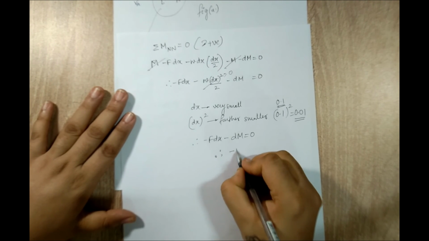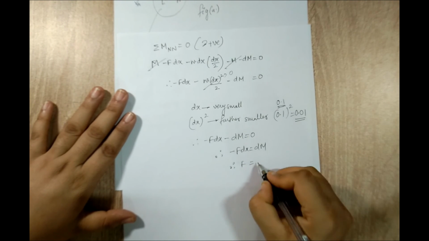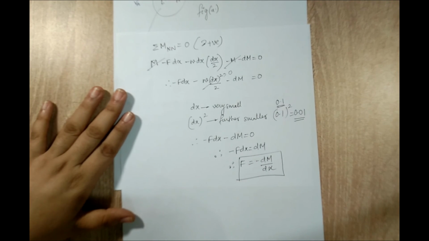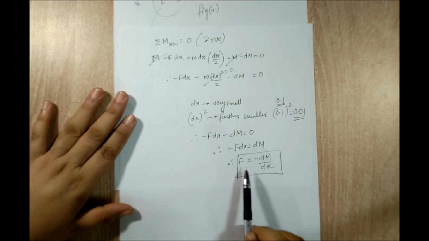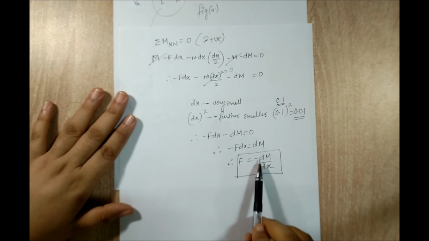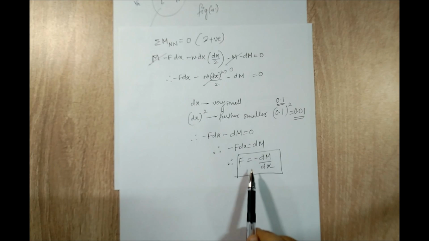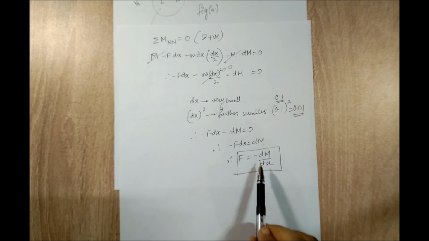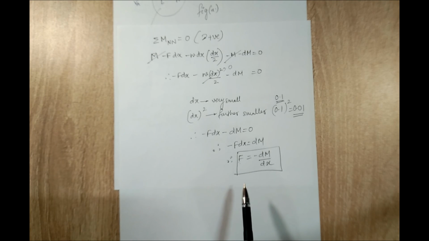Therefore, I can say minus F dx is equal to dM, or I can say F is equal to minus dM by dx. So this is the second equation or the second relation that I obtained. F is the shear force, M is the bending moment. So I can say that the shear force on the beam is equal to the negative rate of change of bending moment over the body. Now this means that if I have shear force in a particular direction, my bending moment curve will be in a different direction altogether. So this we will see as we solve the numericals from the next session onwards.